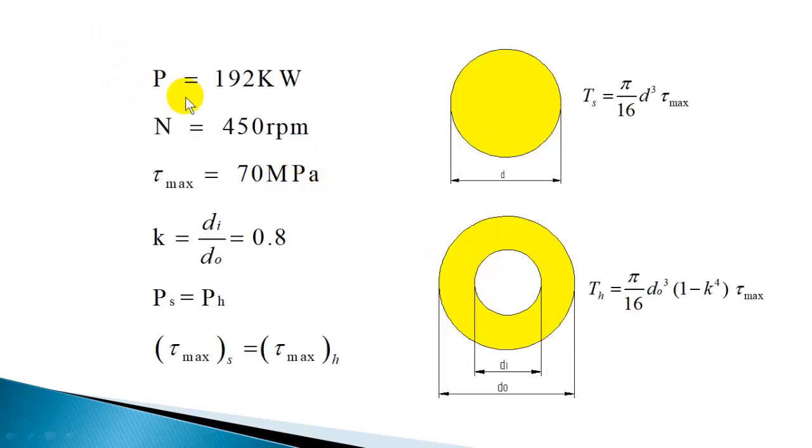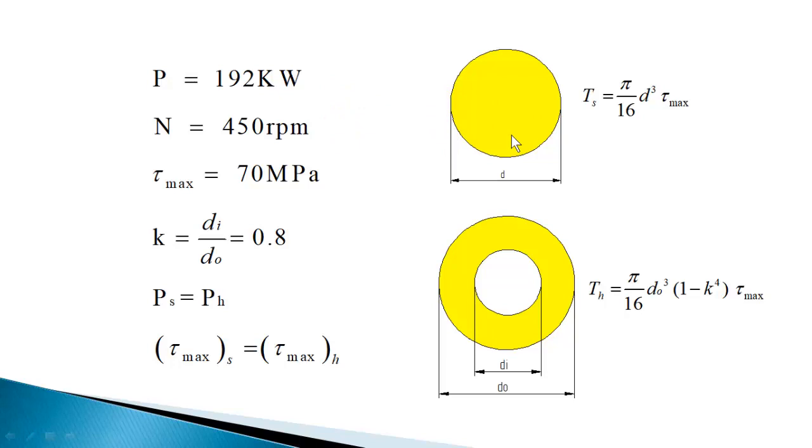Now these are the data given. Power transmitted is 192 kilowatt, speed is 450 rpm, maximum shear stress is 70 megapascal, diameter ratio of the replaced shaft is 0.8. So these are the data given for a solid shaft. You can use this equation. From this power and speed, you can find out the torque transmitted, and then once you get the torque transmitted, you know the maximum shear stress 70 megapascal. So use this equation, you can find out the diameter of the solid shaft to transmit this power.